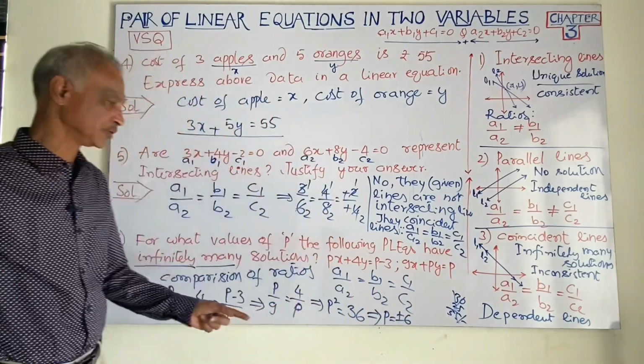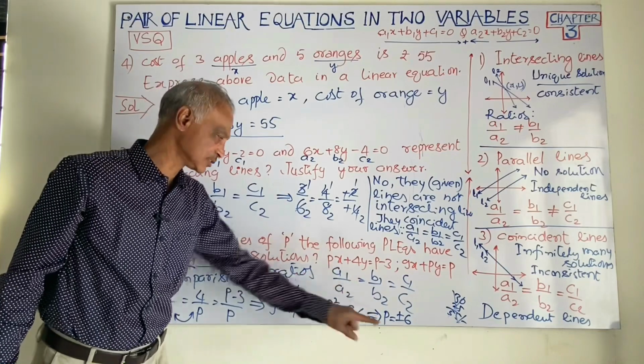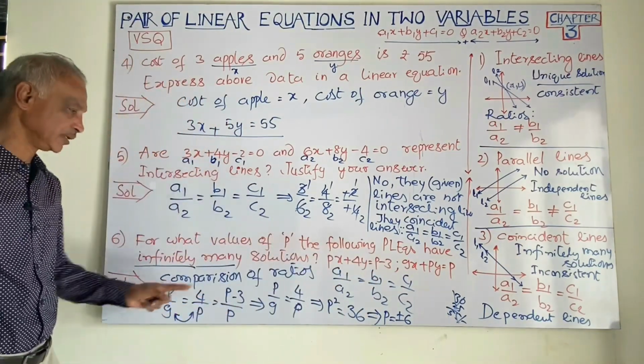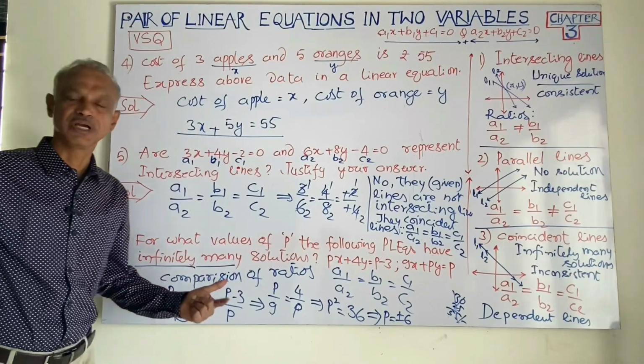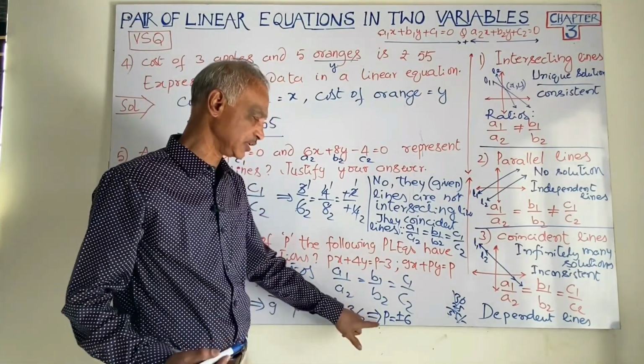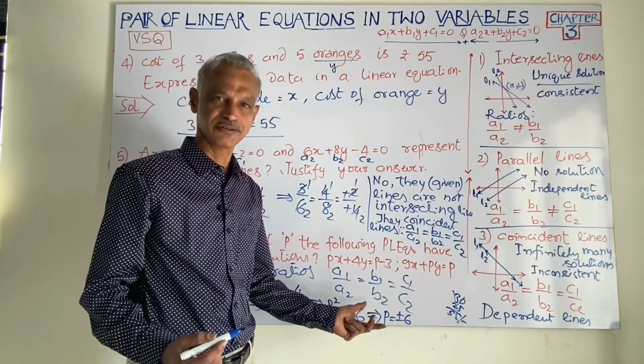If you substitute either 6 or minus 6 in this one, you will get a1 by a2, b1 by b2 and c1 by c2 equal to each other when the value of p is plus or minus 6. Like this you have to do.